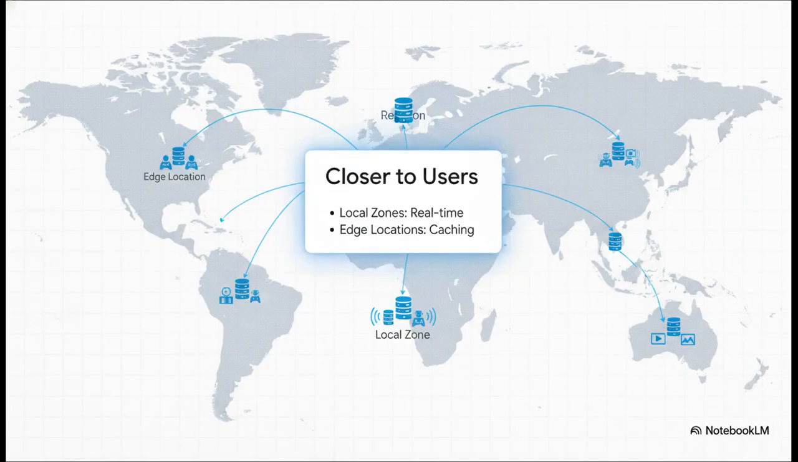Zooming in even further, directly to the end users, AWS utilizes local zones and edge locations. Local zones extend AWS services much closer to large population centers. That's absolutely crucial for applications demanding ultra-low latency. We're talking multiplayer gaming or live media streaming. Edge locations, on the other hand, act as little mini data centers strategically placed all over the globe, specifically designed to rapidly cache content. Services like Amazon CloudFront use these edge locations to deliver your website's images and videos to users in milliseconds, regardless of where your main server is actually sitting.